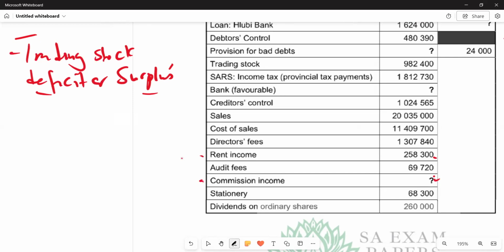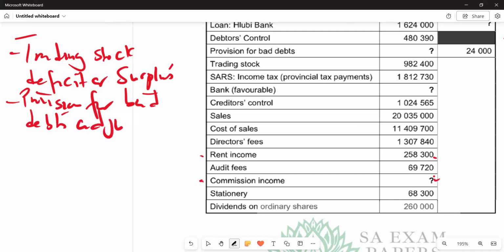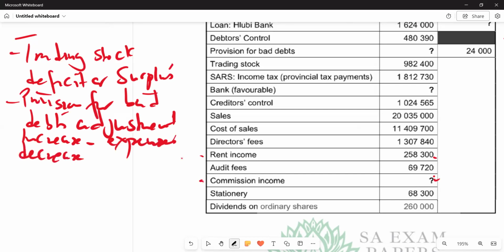Then also we have a provision for bad debt adjustment. And we know that for provision for bad debt adjustment, if it's an increase, we are going to see an expense. So we put it under expenses. Then if it's a decrease, it's an income, we have to put it under other income. So we have to check whether it applies there or there.